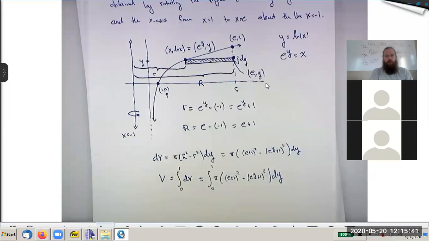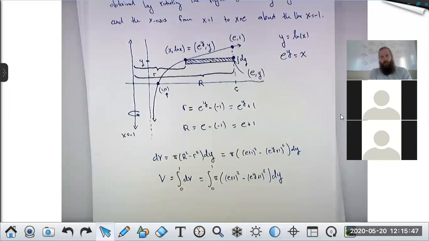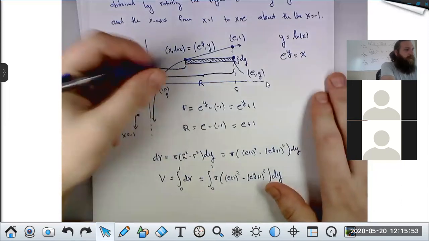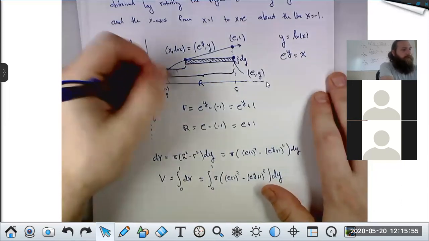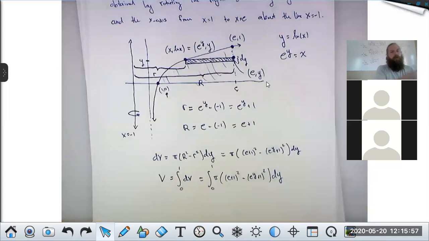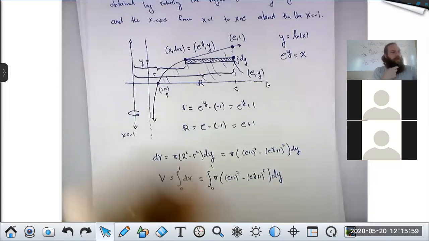What else? So that was the question that was just asked. So our bounds are always coming from the largest and smallest, either x values or y values in my region here.